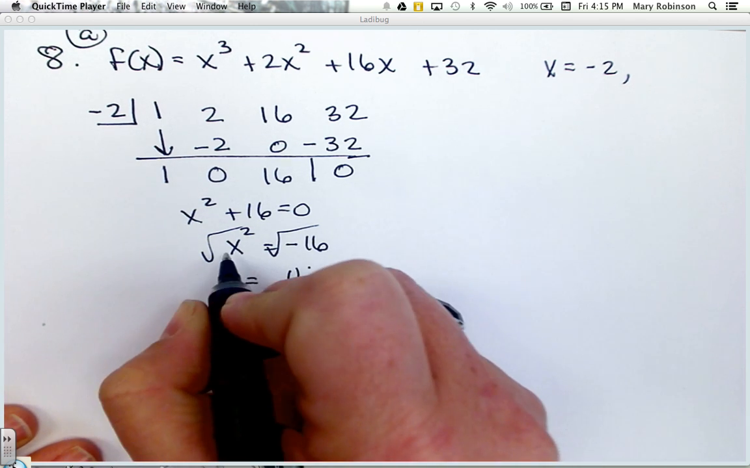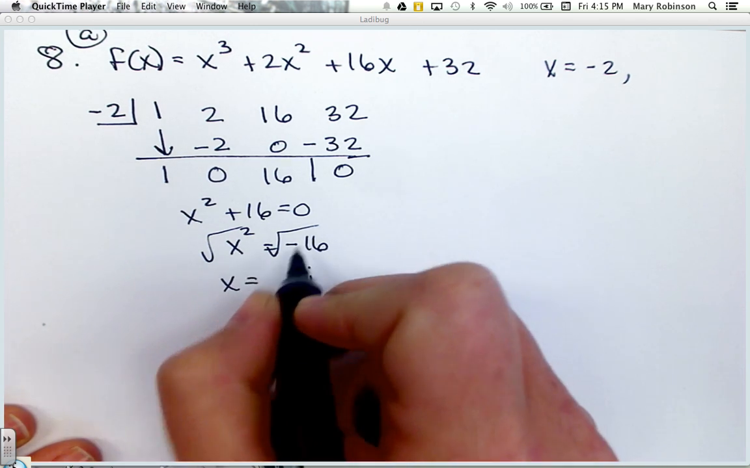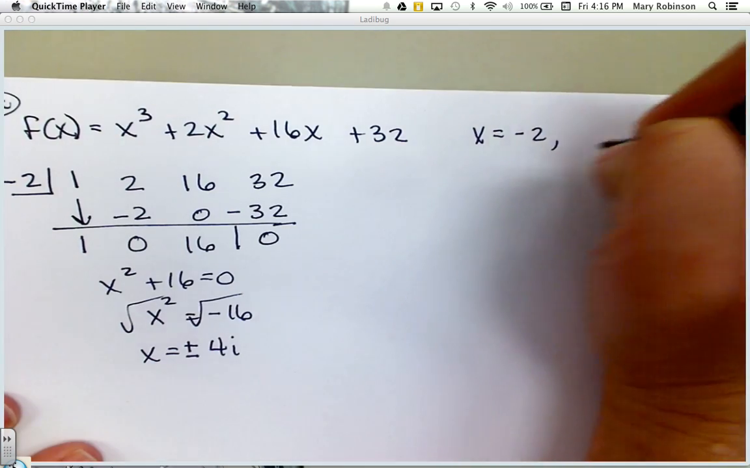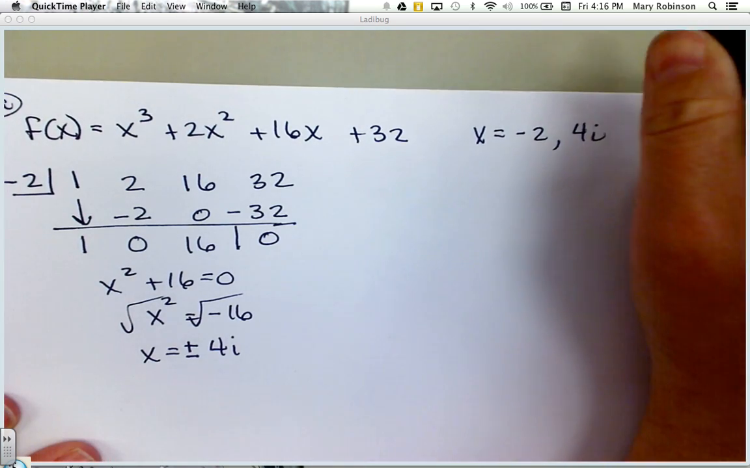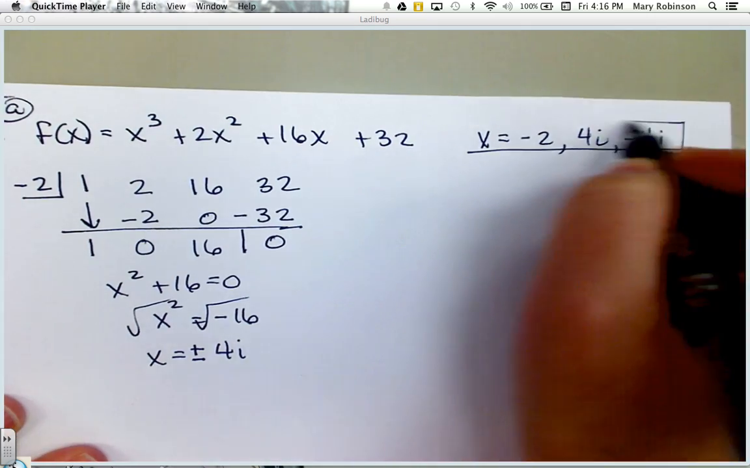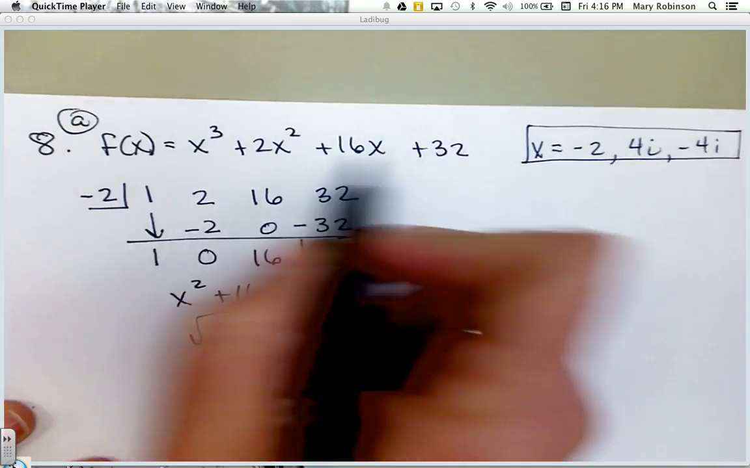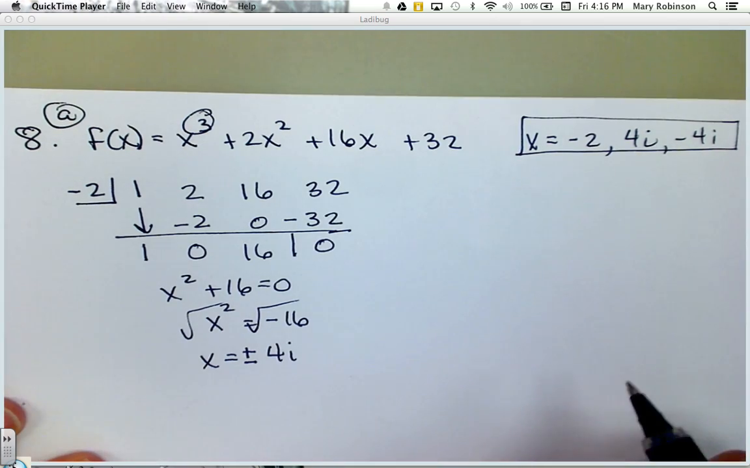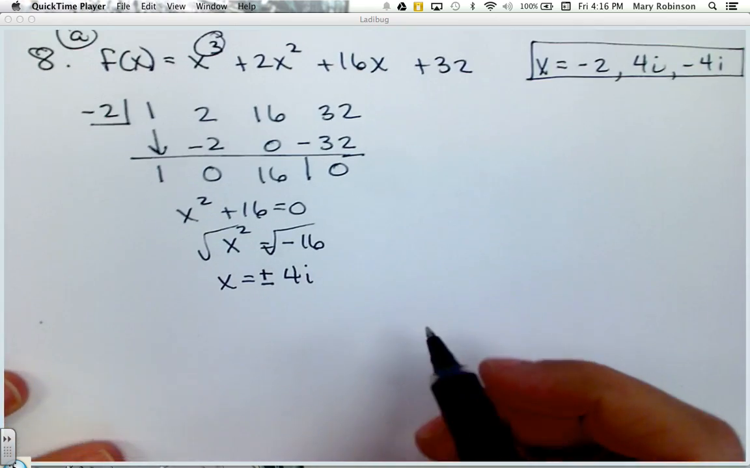But we have to remember that our square root property says that we could have 2 solutions, so we need that plus or minus there. And these are the other 2 solutions. Each time, you could write plus or minus 4i, but I'm going to write them out so that you can see that we have 3 solutions, which should match the degree of your polynomial. So remember that if you've got 3, you should have 3 solutions listed.